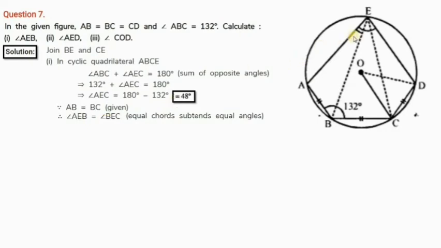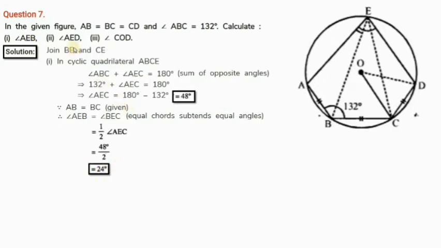Now if this and this are both equal, and this full angle is 48, then the value of both has to be 24 degrees each. That's why it is written half of AEC. AEC means this bigger angle, this full angle. So half of AEC gives me this angle and this angle, which is 48 by 2, which is 24 degrees. So the value of angle AEB is 24 degrees. So my first answer is 24 degrees.